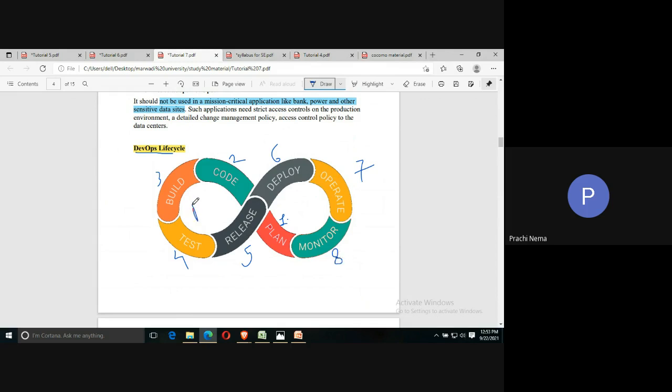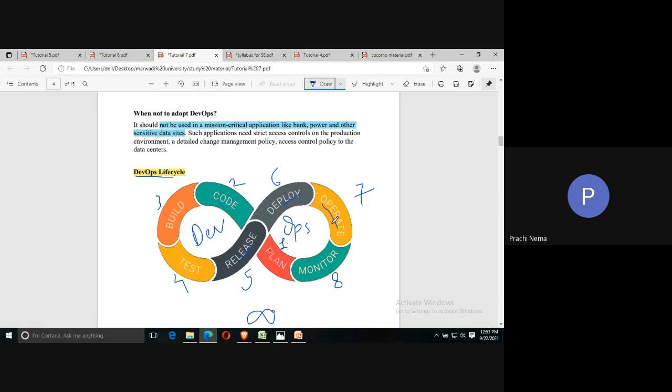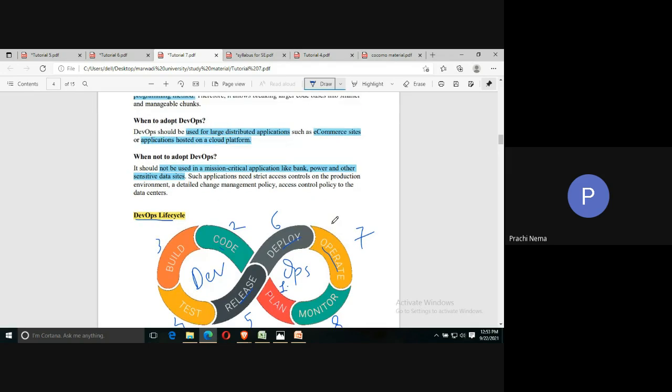Here, the development team and operation team work continuously. See, this symbol is like an infinity symbol. Both the teams are working in proper coordination and cooperation with each other for effective delivery. So all the phases go on in parallel. That is, while coding you can release that particular block of code and deploy it to the operation team so that it can tell about the error which has occurred. Okay, so this is how DevOps works.